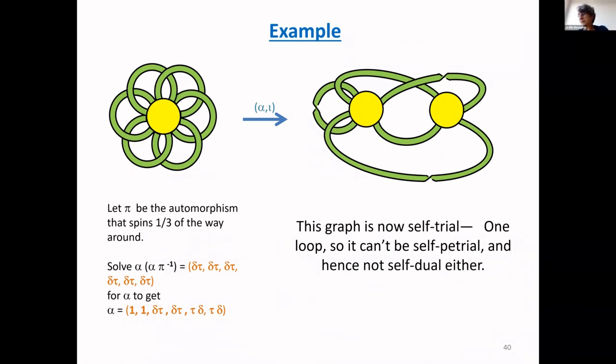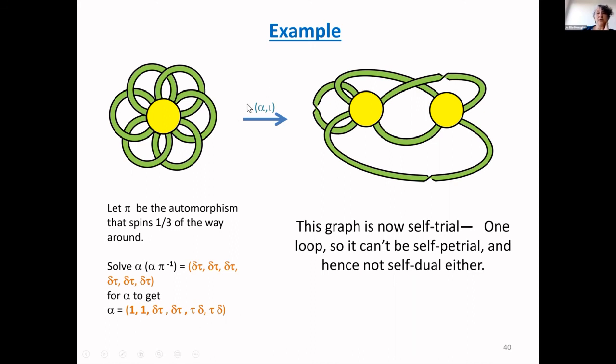So here's the last example here. This is a lovely graph with a lovely automorphism group. So let pi be the automorphism that spins it 1/3 of the way around. Solve alpha pi inverse equal to the thing that you want, right? This triality thing that was kind of our goal. Delta tau, delta tau, delta tau, delta tau. What we want. You solve for alpha, you get this.